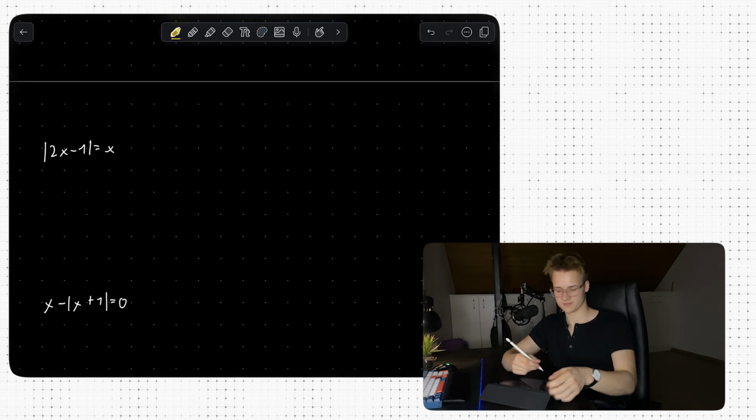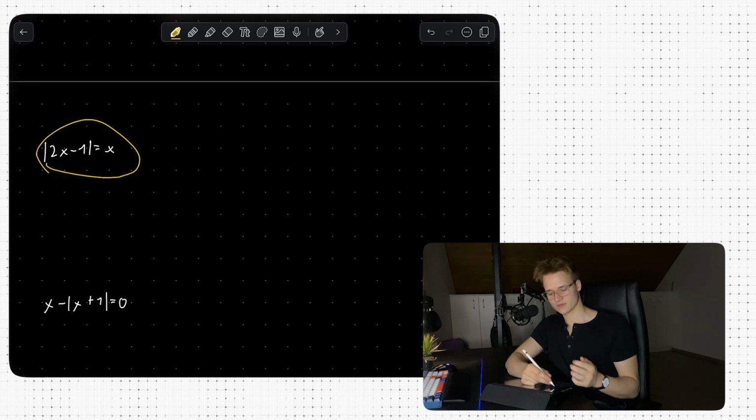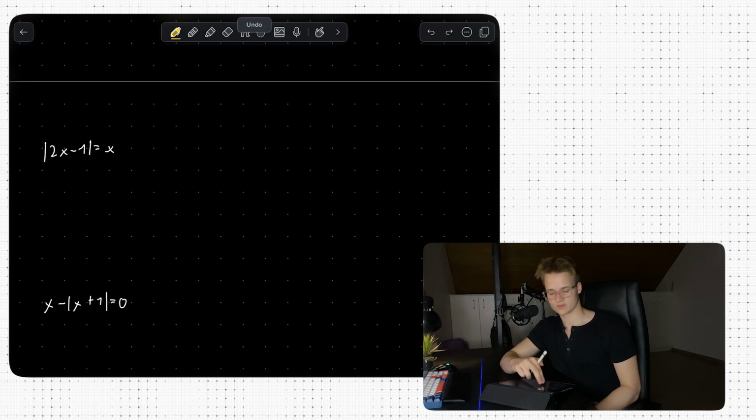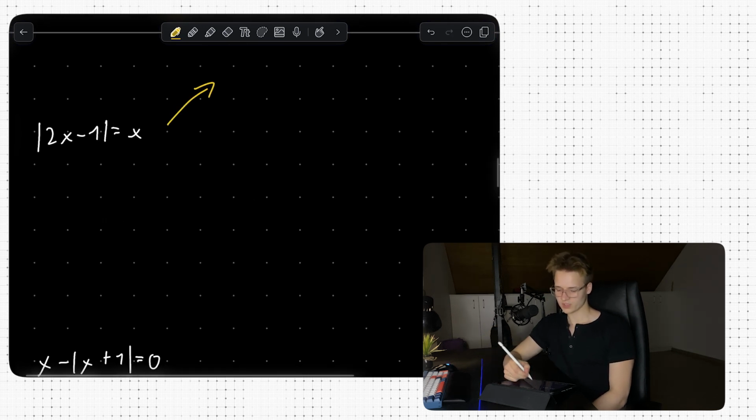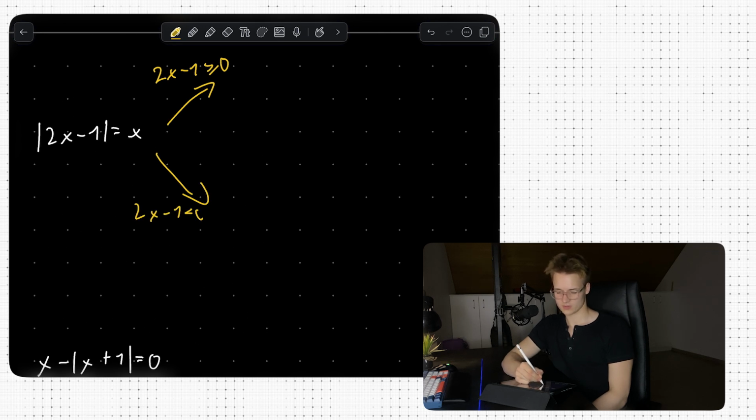Here's the exercise. Let's say we have 2x minus 1 equals x, and 2x minus 1 is in the absolute value. What you need to do is first, write the condition. You always write the condition for when is the absolute value greater than 0 and when is it less than 0. So we can go two ways. 2x minus 1 is greater than or equal to 0, or 2x minus 1 is less than 0.